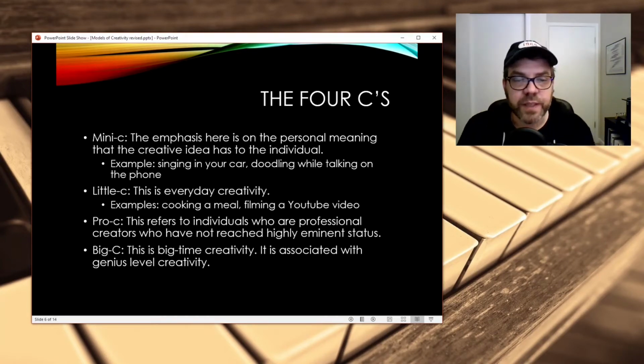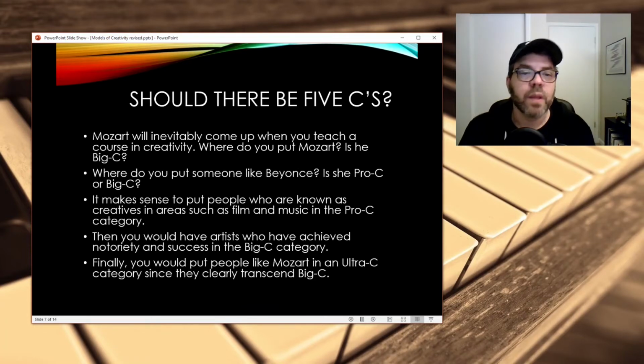And then you have big C, which is big time creativity. It's associated with genius level creativity. And in the Creativity 101 book, Kaufman argues that both Mozart and Louis Armstrong would be in the big C category. And as much as I enjoy Louis Armstrong's music, I'm not sure that he and Mozart should be in the same category. So I personally think there may be 5 C's, because when you teach a class on creativity, Mozart will inevitably come up.